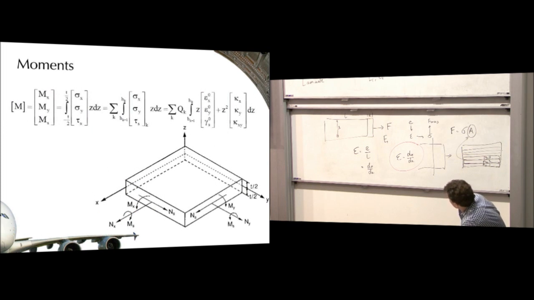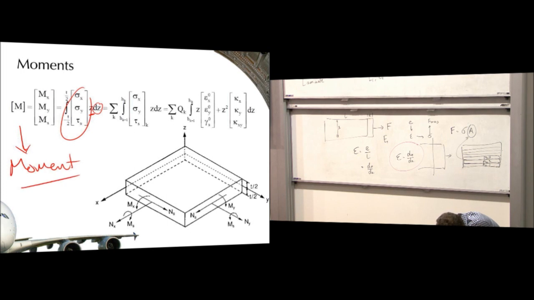Moments is the same. If you wanted to know the bending moment, you could sum up the stresses times the moment arm times the thickness. That gets you to moment per unit width. This is moment per width. G equals force times distance over width. So this has units of force.